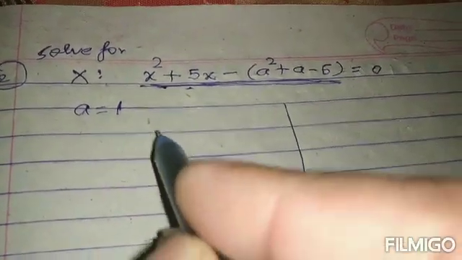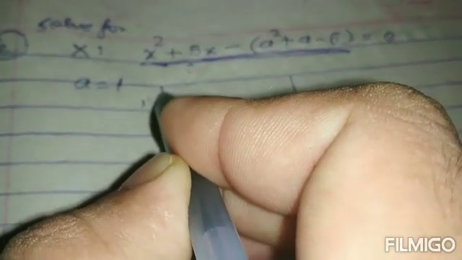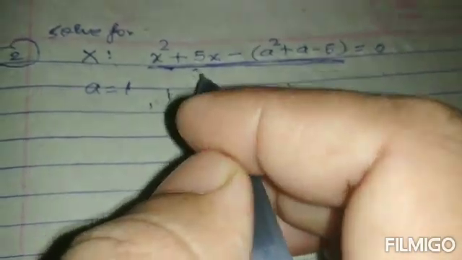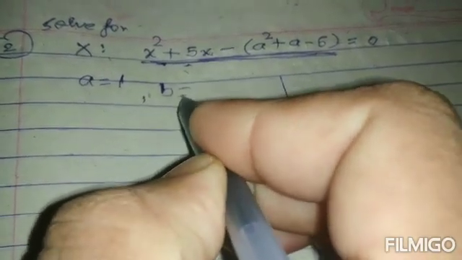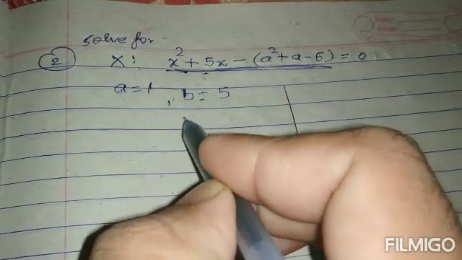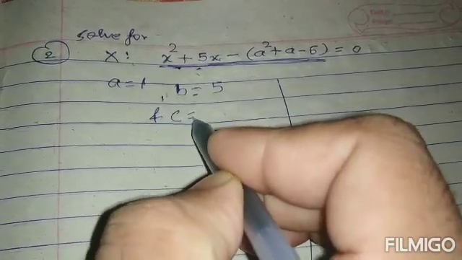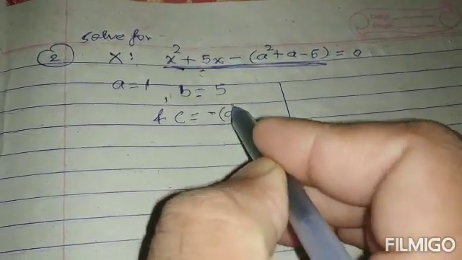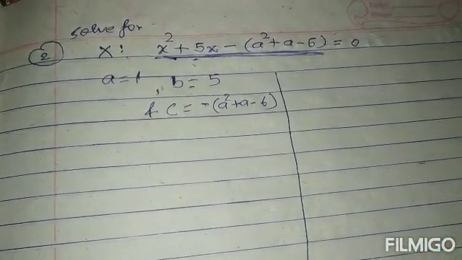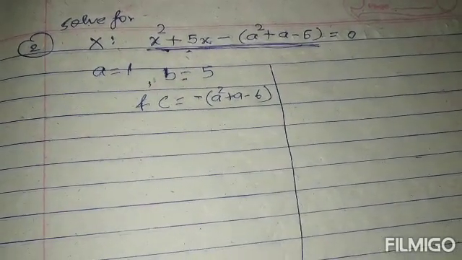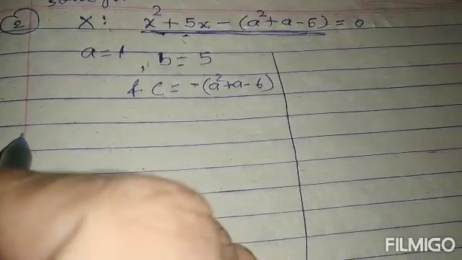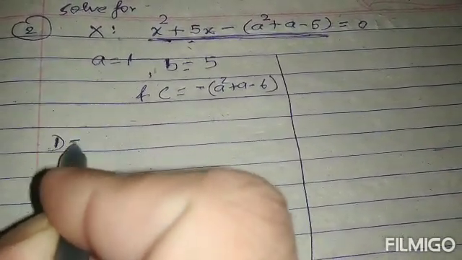The value of b as 5 and the value of c as minus a square plus a minus 6. Suppose we are going to use the quadratic formula method to find the solution, so we have to find the value of d first. So d equals what?